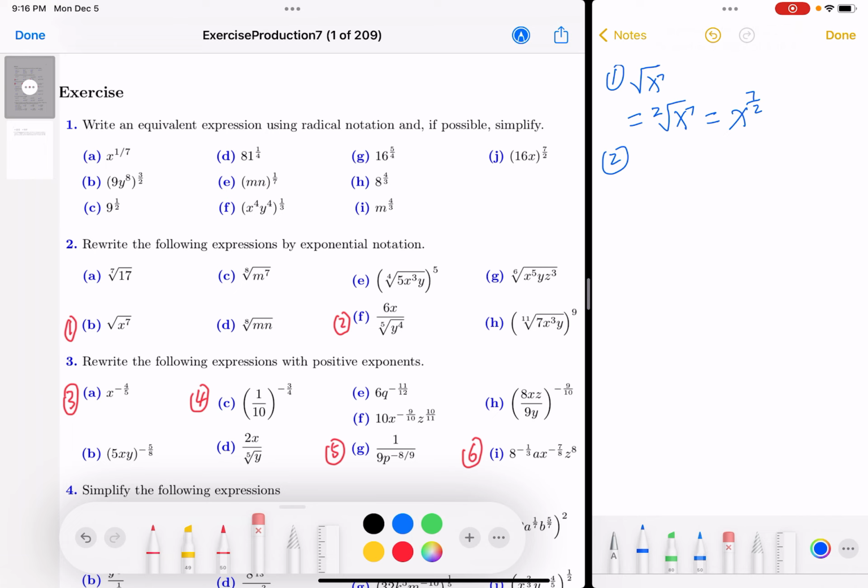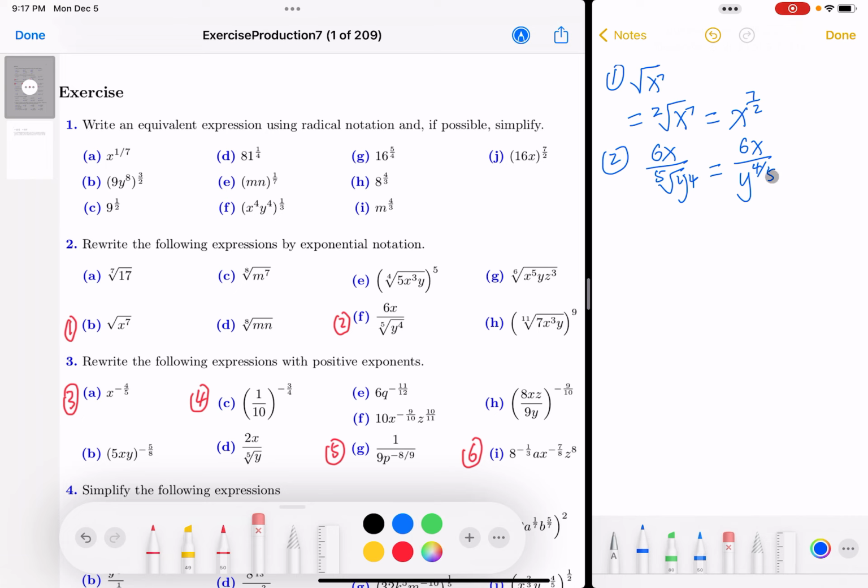Question 2 is 6x over the 5th root of y to the 4th. And then that would be 6x over the 5th root of y to the 4th. You can write it like y to the 4/5. Remember, the exponent here is positive, down on the denominator.